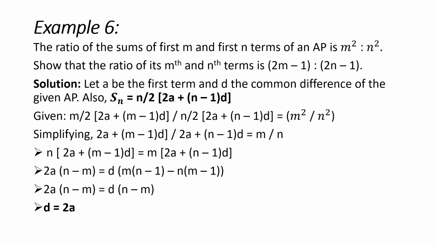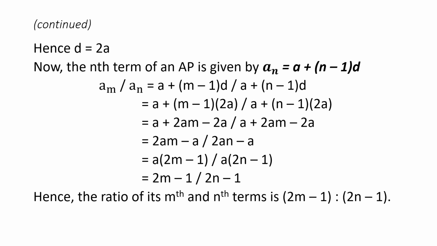Now cross multiply. So n into 2a plus m minus 1 into d is m into 2a plus n minus 1 into d. Bring the terms having a on left hand side and d on right hand side. So when we simplify, we get 2a into n minus m is equal to d into n minus m. So n minus m gets cancelled out. We have d is equal to 2a. So first of all, what we have shown from the given is d is equal to 2a.